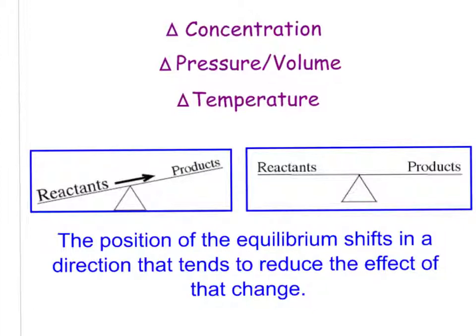Basically, Le Chatelier's principle states that the position of the equilibrium, when a change is imposed, will shift in a direction that tends to reduce the effect of that change. So if we add more reactants, this equilibrium is going to shift to the right to bring us back to our level seesaw.